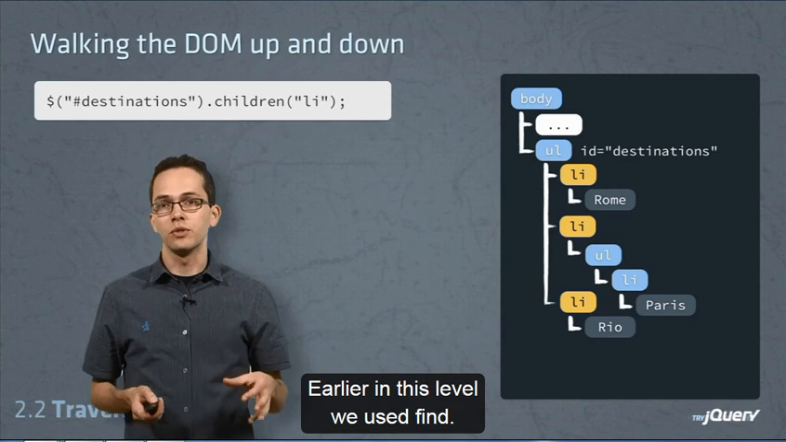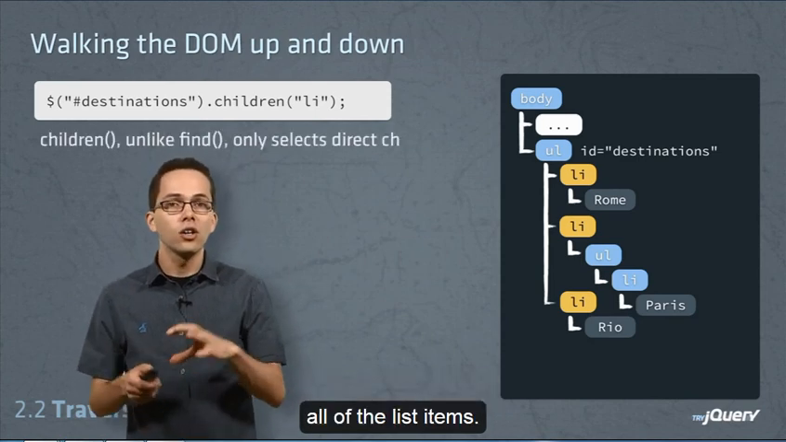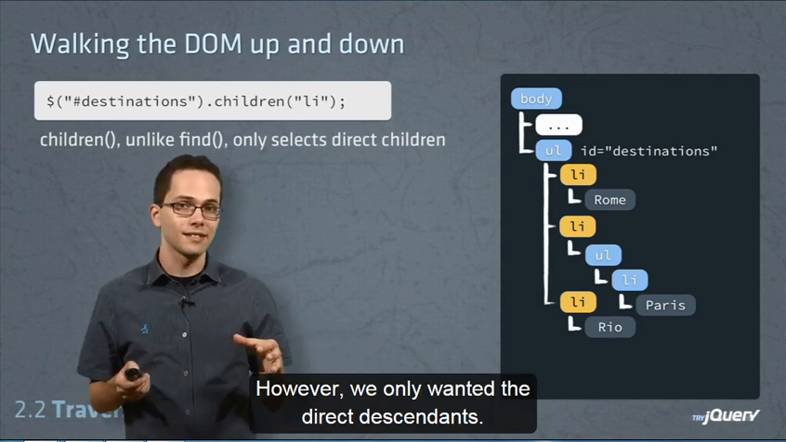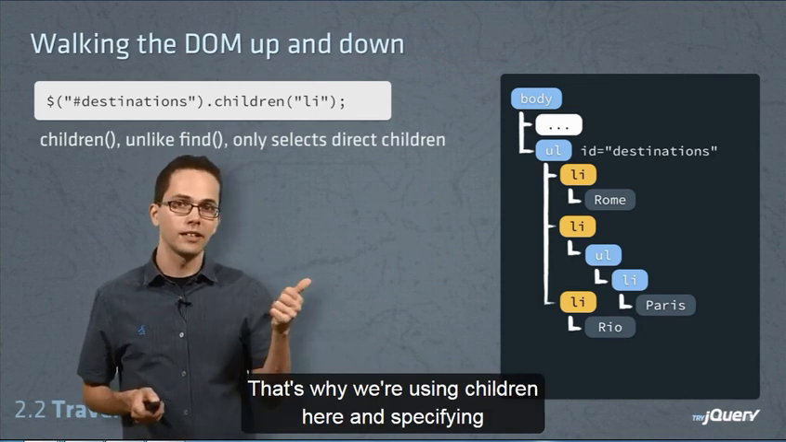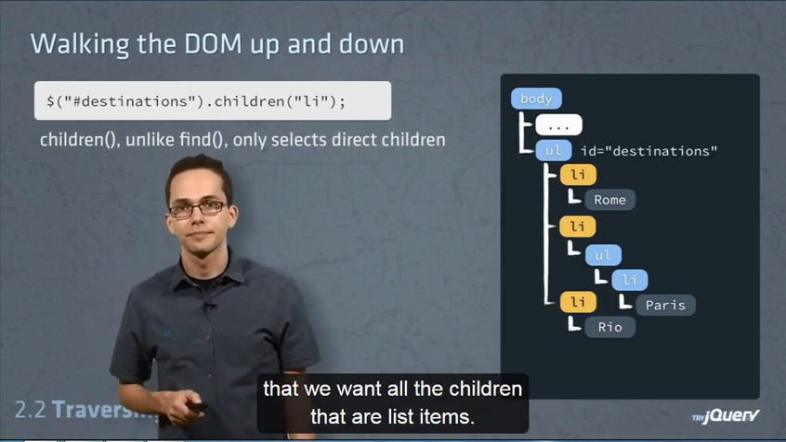Earlier in this level, we used find. If we used find here, it would have selected all of the list items. However, we only wanted the direct descendants. That's why we're using children here and specifying that we want all the children that are list items.